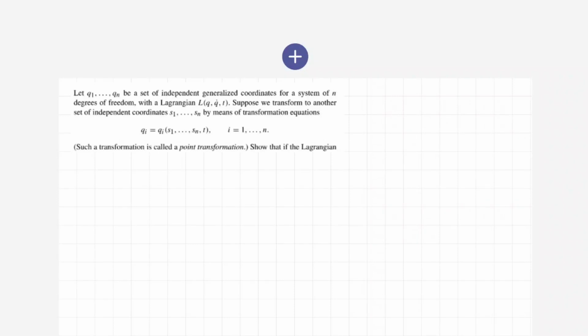Hello, welcome to a new lesson in classical mechanics. Today we are going to study an important concept known as point transformations.